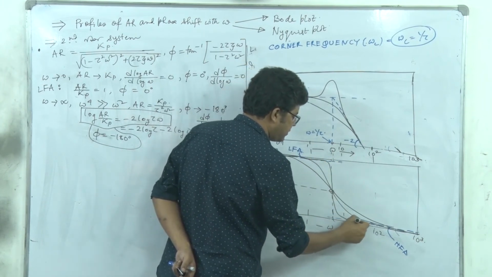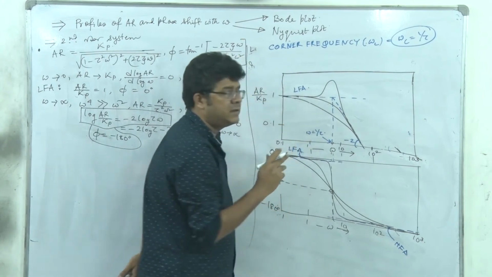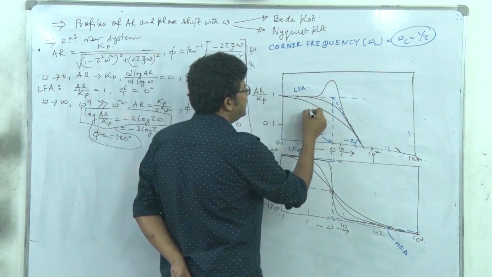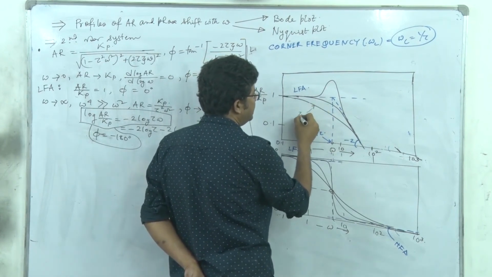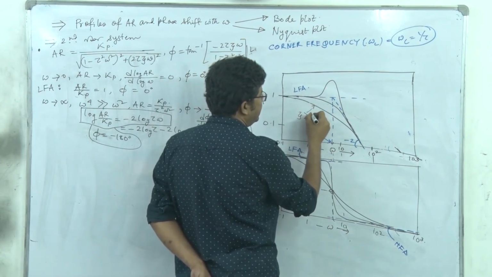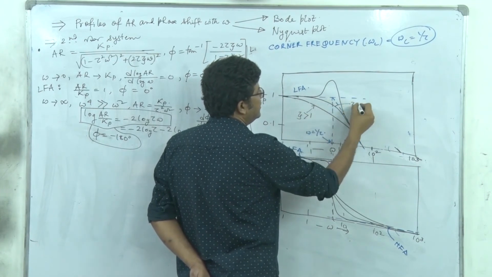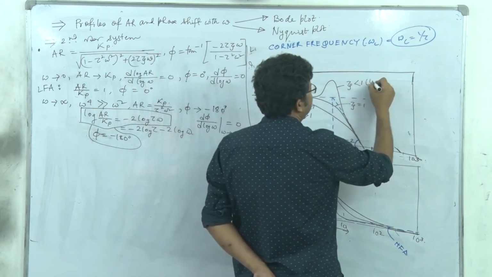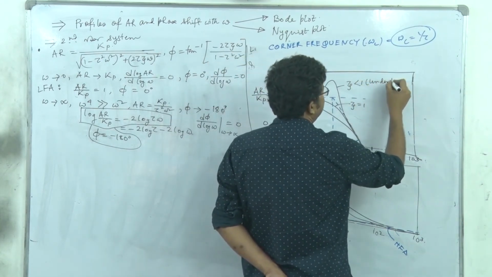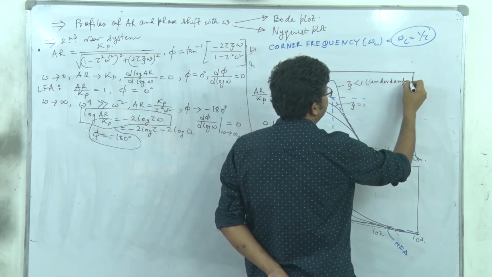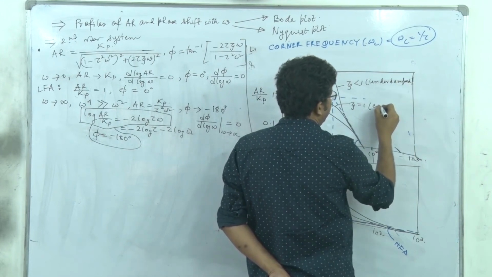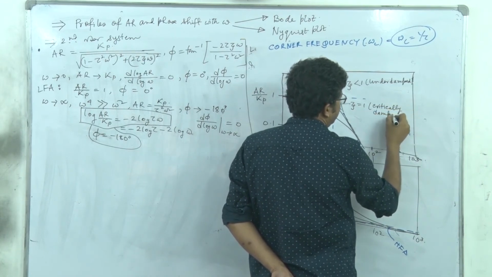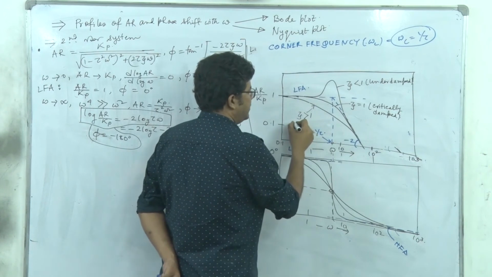So what does it mean? Here it actually indicates three different types of second order system. These are Bode plots for zeta, the damping factor, greater than 1. This is zeta equal to 1 for critical, this is zeta less than 1. So this one is under damped, this is critically damped, and this one is over damped.